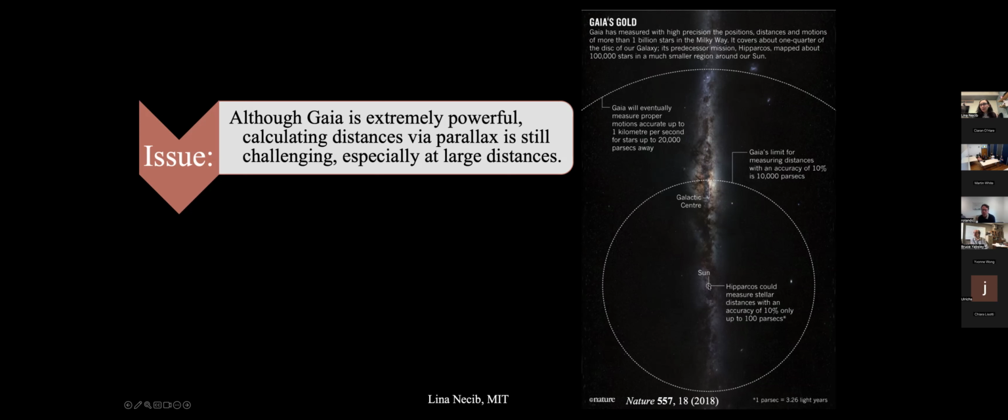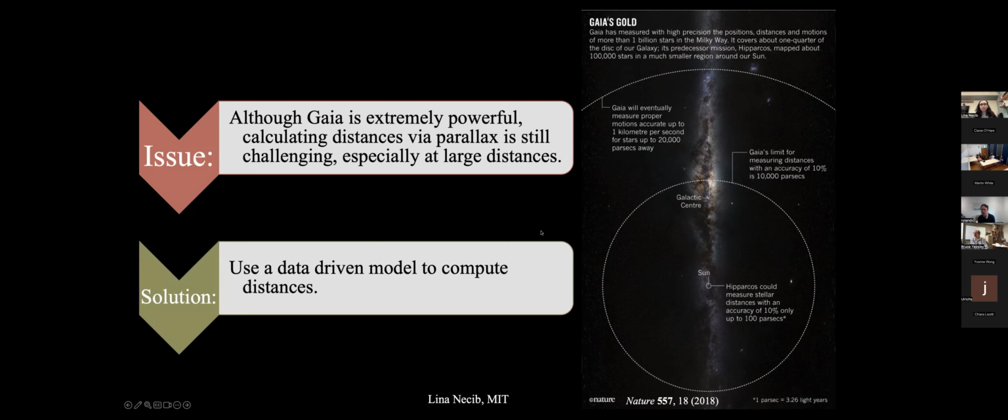This tiny little circle here is not just to tell you where the sun is, but really to show you the extent of the previous mission, Hipparcos, that ran from 89 to 93. To get distances accurate to 10%, it was basically up to 100 parsec. So it's interesting to go from hundreds of thousands of stars to over a billion stars, which is quite incredible. However, although it's very powerful, the parallax measurements do degrade the further you go. And we need a little bit further than 10 kiloparsec.